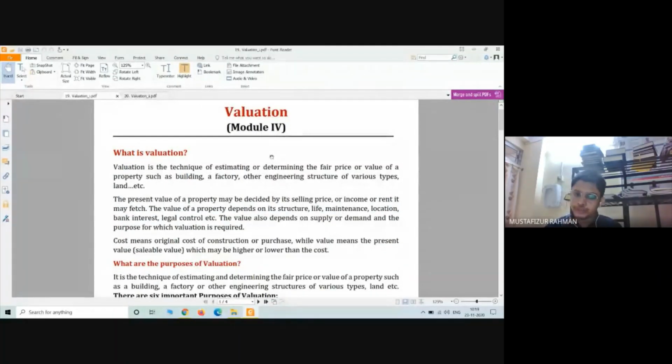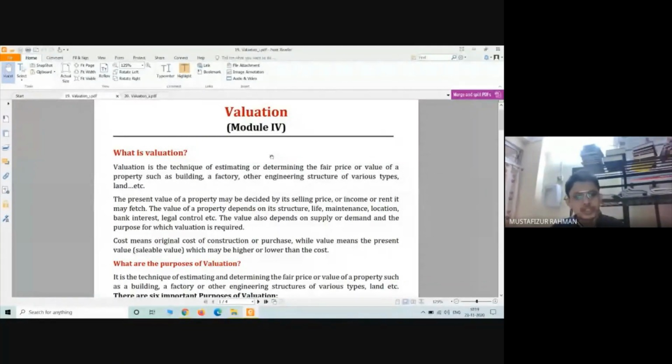In this new module, we are supposed to study valuation. Now, what is valuation? Valuation is the technique of estimating or determining the fair price of a property. We have a building or a factory or some other structure. What is the price of that property in today's terms? It was constructed back in 2010, but what is its value today? So that is valuation.